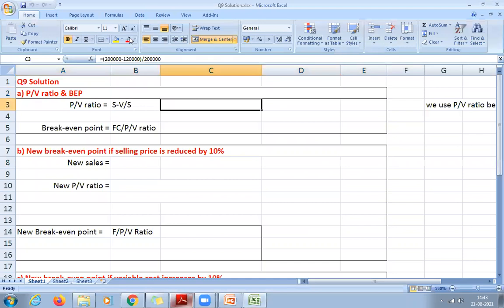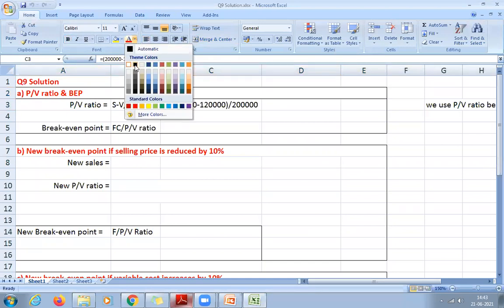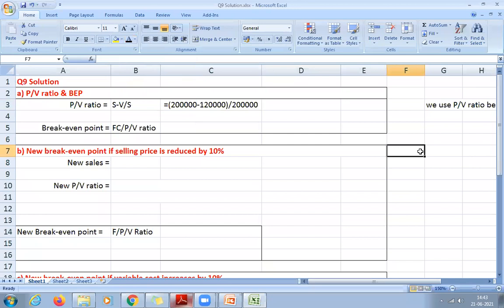So let us calculate now how much we'll get. 40%. Yeah, the numerator will be 80,000 divided by 2 lakh. How much? 40%. 40% is correct. Yeah, PV ratio we got.